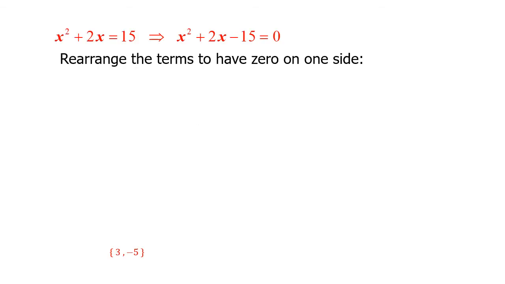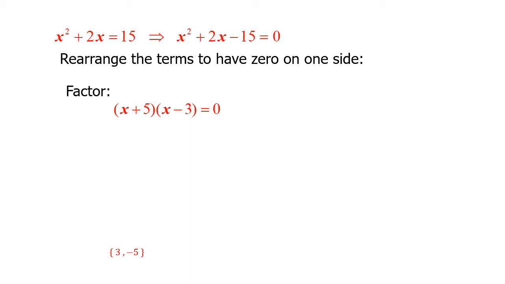If we have an equation like this, x power 2 plus 2x equal 15, we want to rearrange the terms to make our factorization. So x power 2 plus 2x minus 15 will be equal to 0. By factorizing this expression, we get x plus 5 and x minus 3. So x plus 5 equals 0, and our answer for this x will be negative 5.